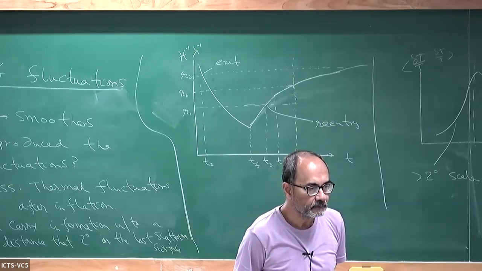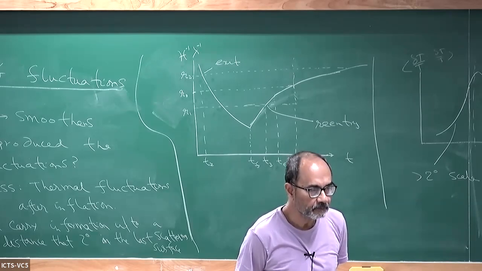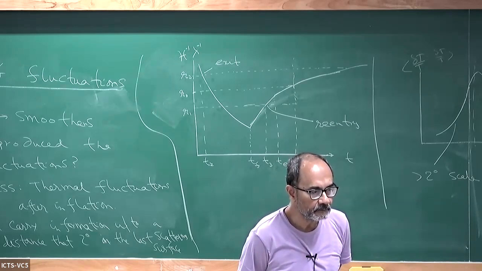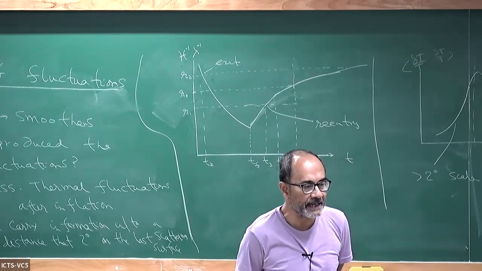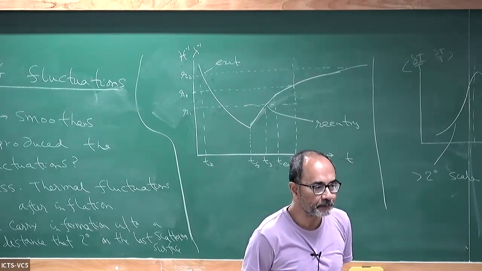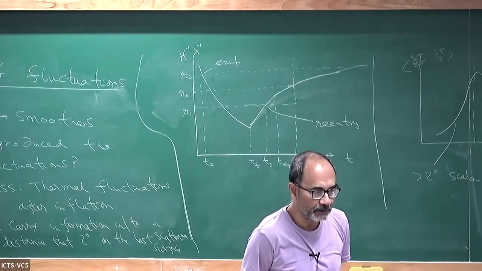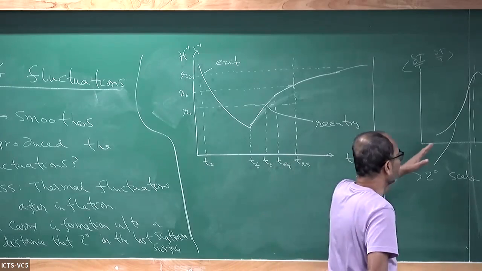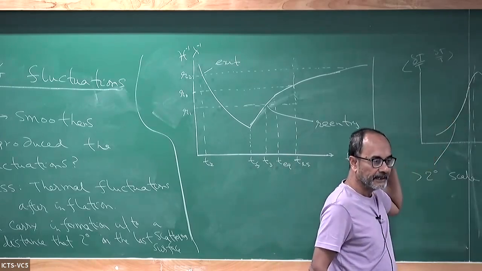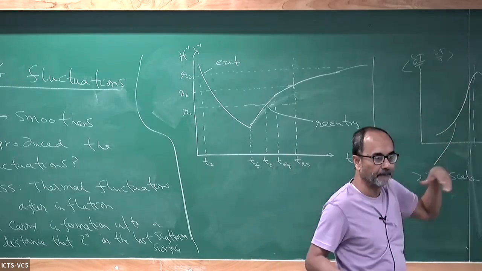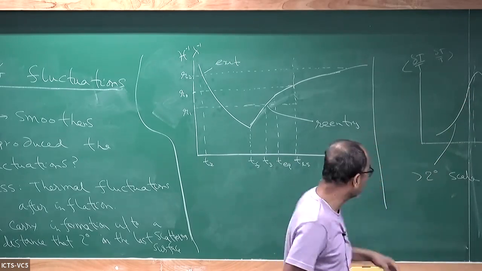Now, before exiting the inflationary phase, should we also see some oscillation? No, there is a scale invariant spectrum. Inflation produces a scale invariant spectrum, and you don't see any oscillations. Inflation produces only this part of the spectrum. The oscillations come because of the microscopic physics after inflation, after the entry.